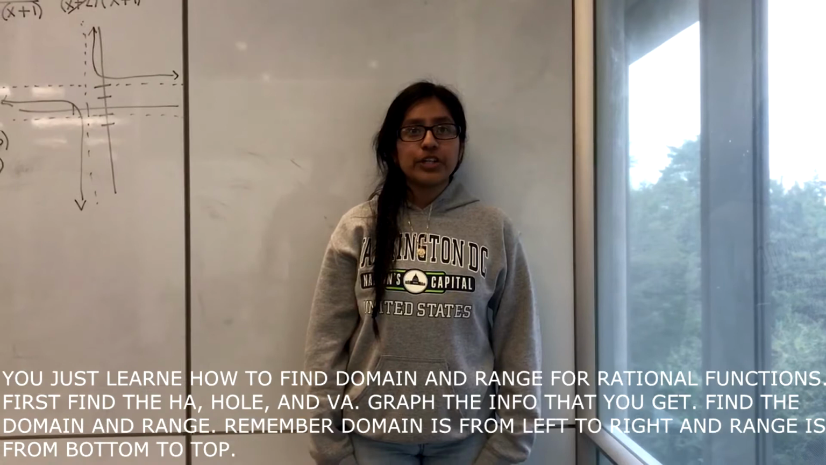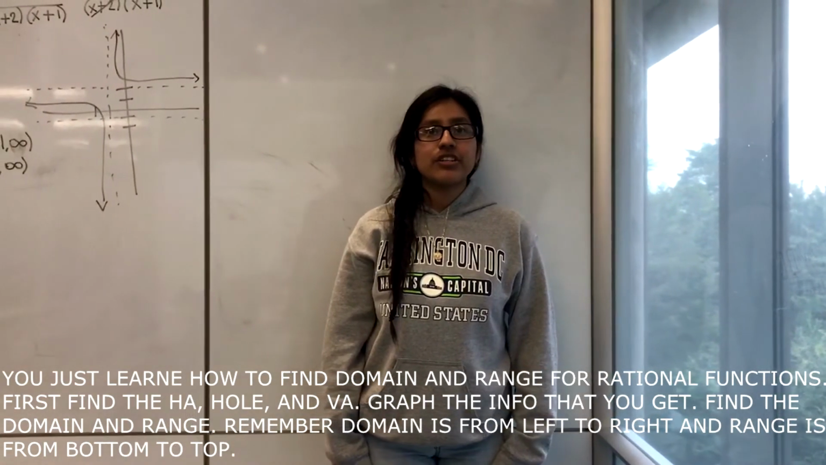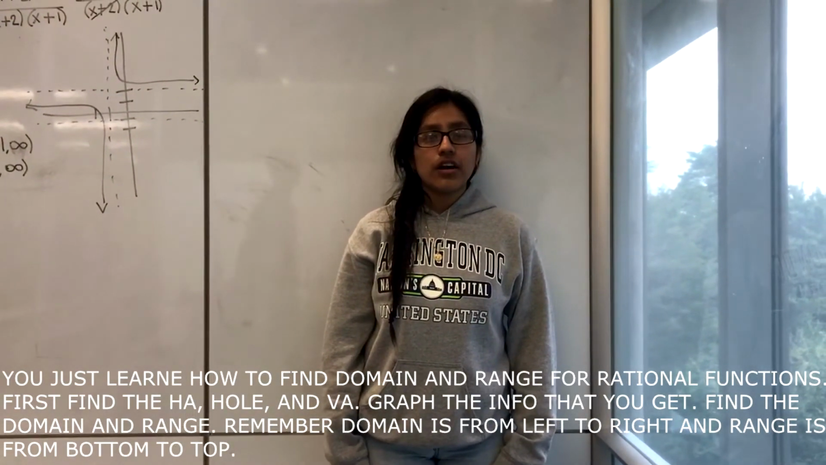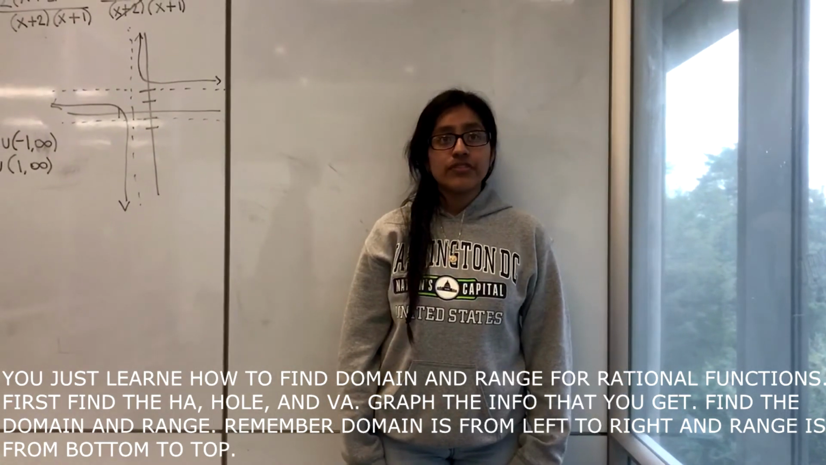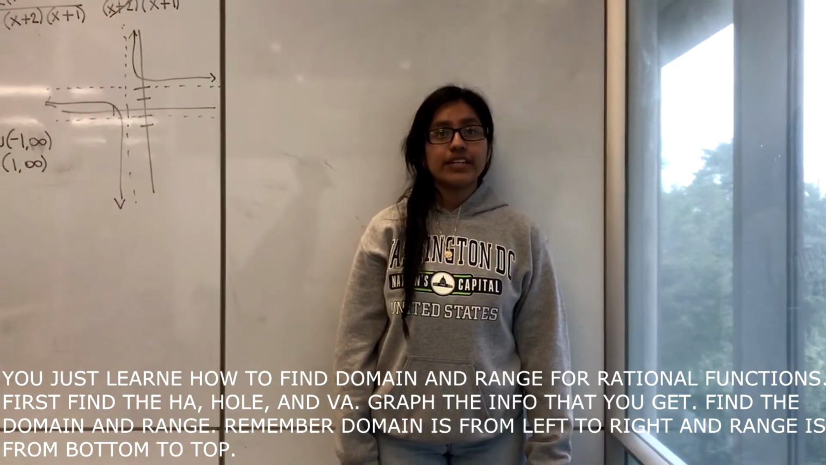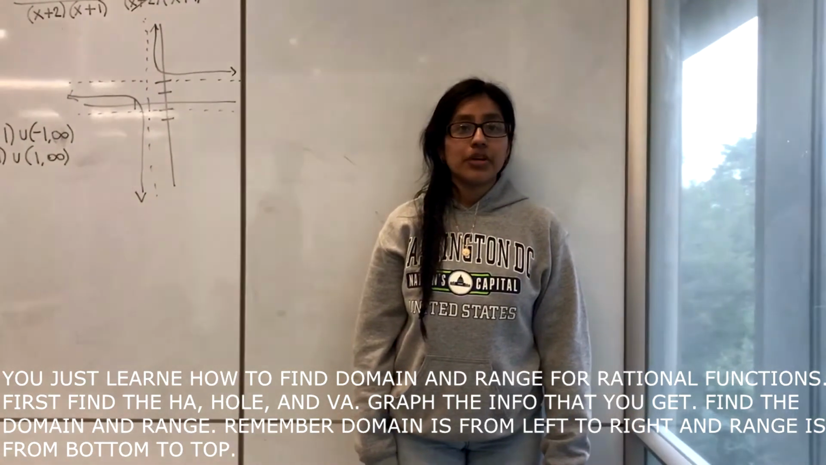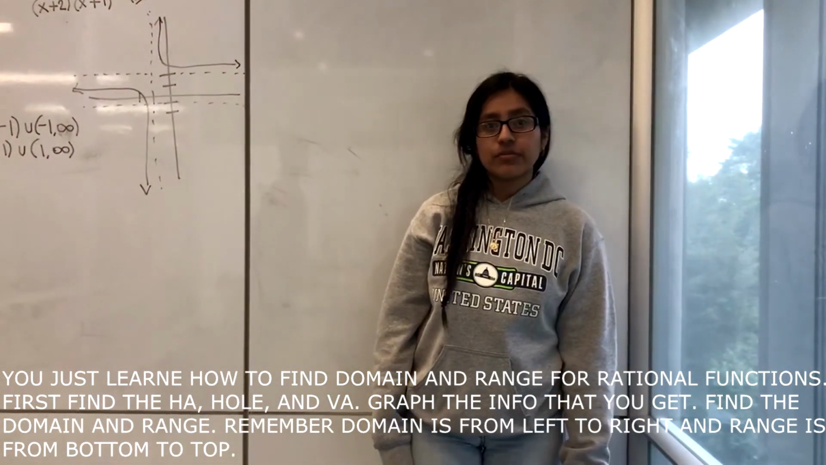You just learned how to find your domain and range for a rational function. First, find the horizontal asymptote, the hole, and the vertical asymptote. Then graph the information that you get, and find the domain and range. Remember, domain is from left to right and range is from bottom to top.